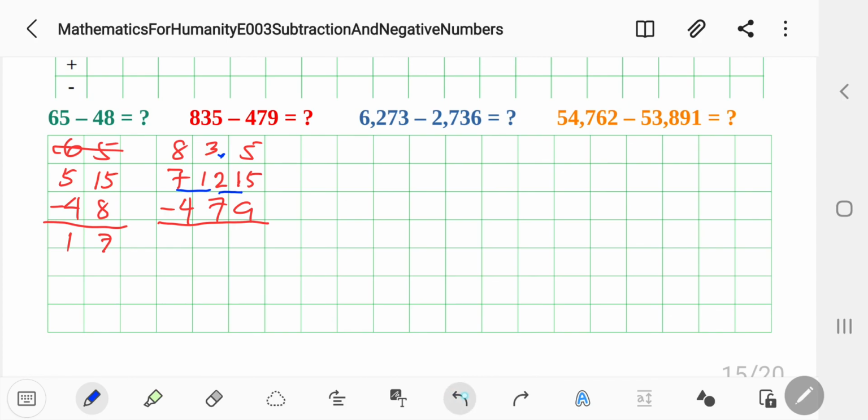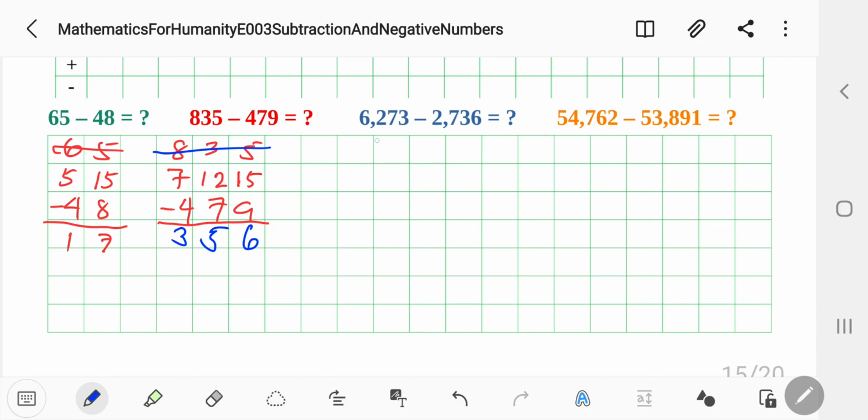So you now have, so you cross this out. 15 minus 9 is equal to 6, and then 12 minus 7 equals 5, and 7 minus 4 is equal to 3. That's 356.